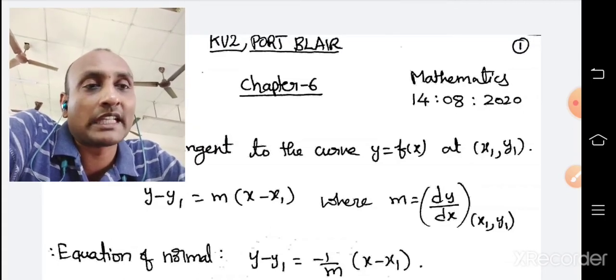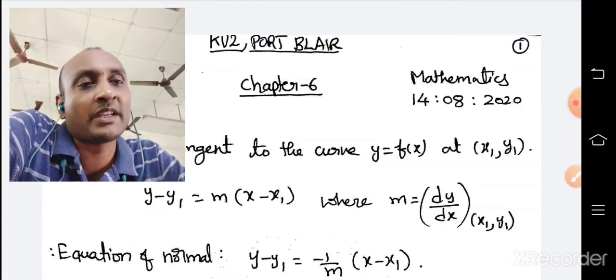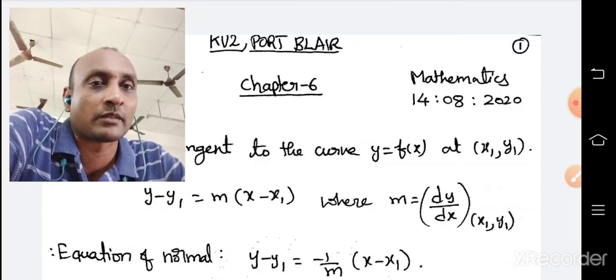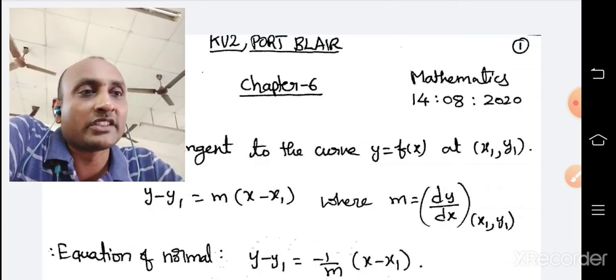Very important: a 6-mark question may come in the board examinations based on tangents and normals. So let me continue.